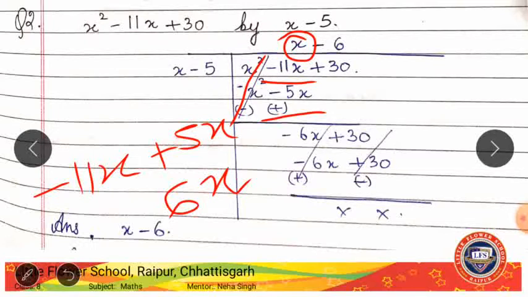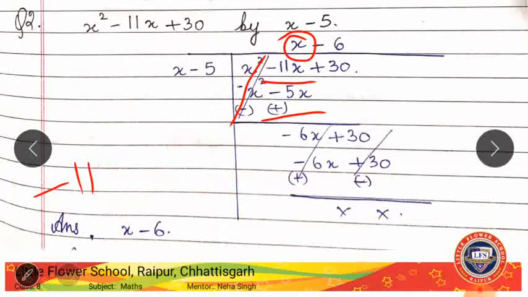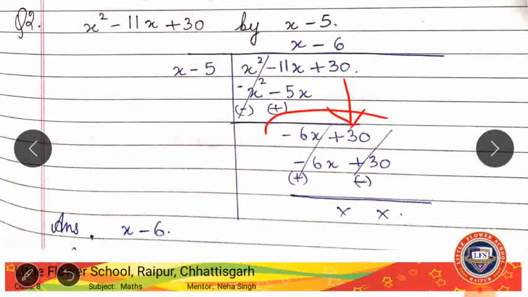For sign, what we see is the greater number. What is the greater number? 11. And what is the sign for 11? Minus. So the answer will have minus sign here, right? Minus 6x. See, here I have written minus 6x. Understood? And now next step, again same as the one we do in normal division, we'll copy this 30 here now, right? Now what is the dividend? It is minus 6x plus 30.